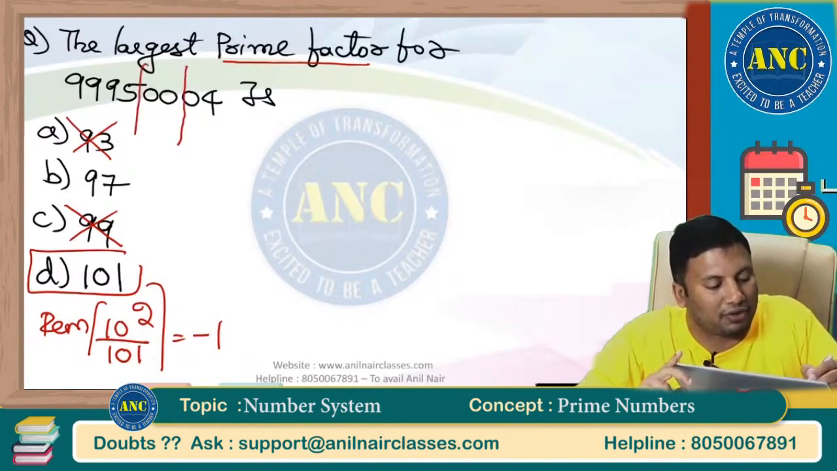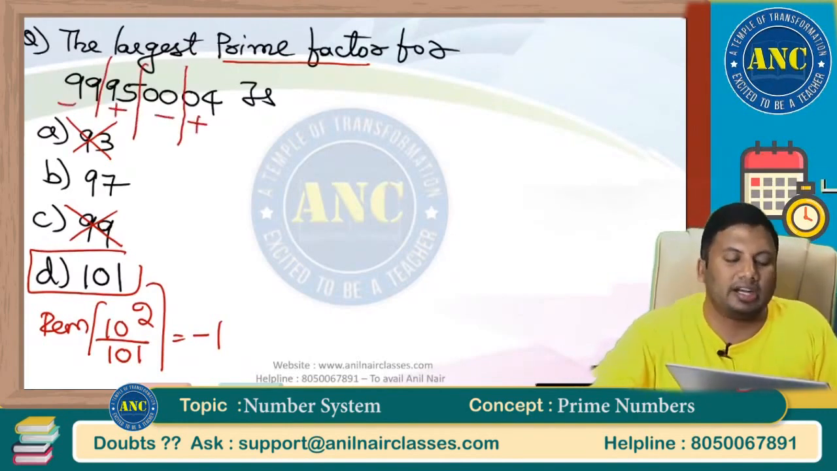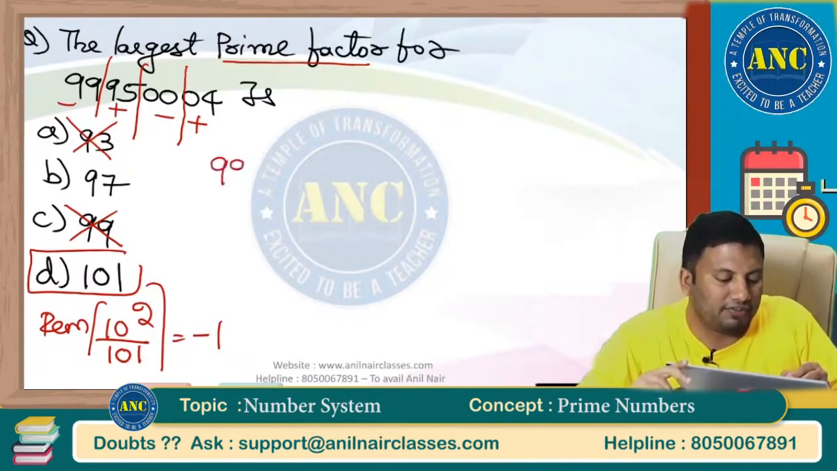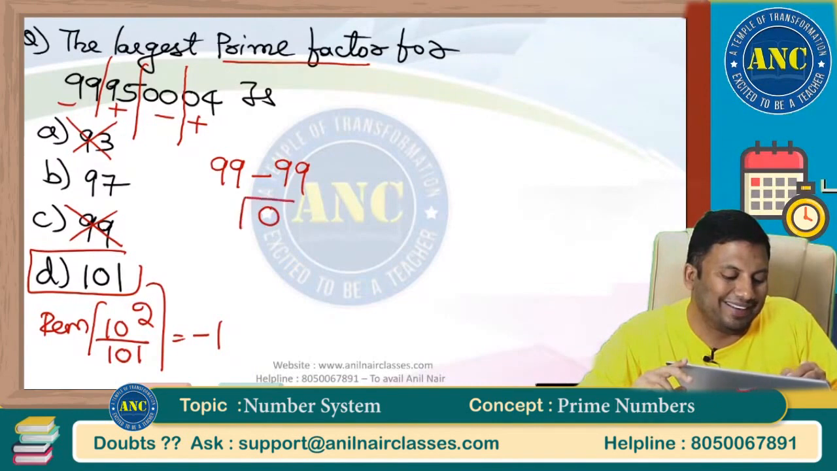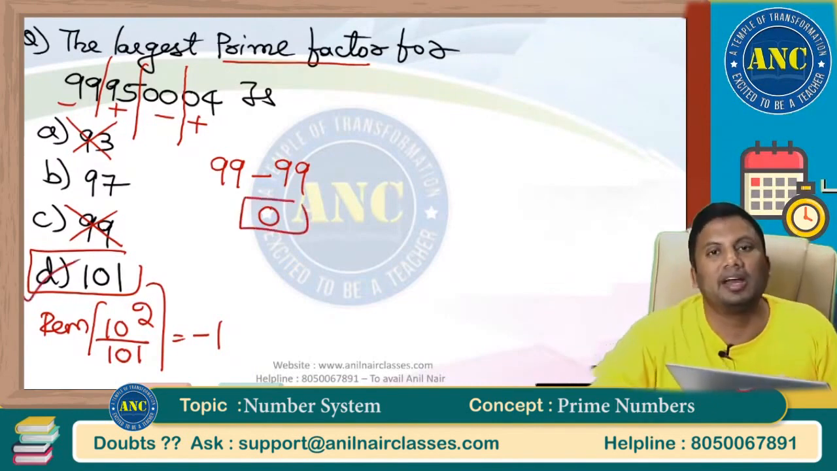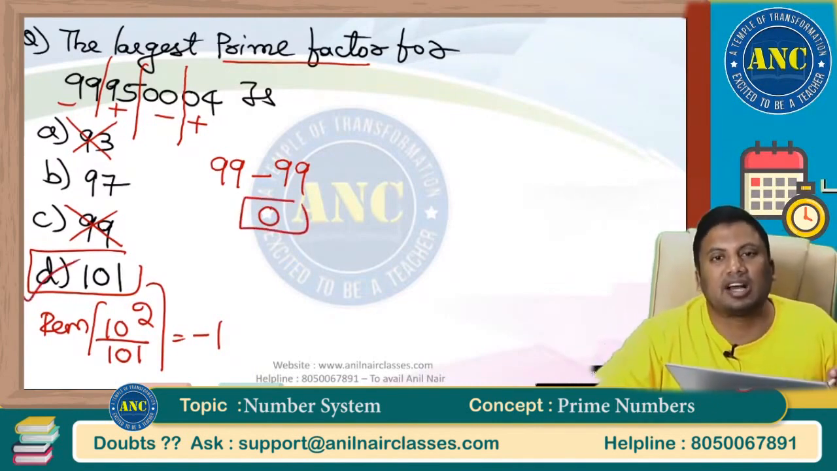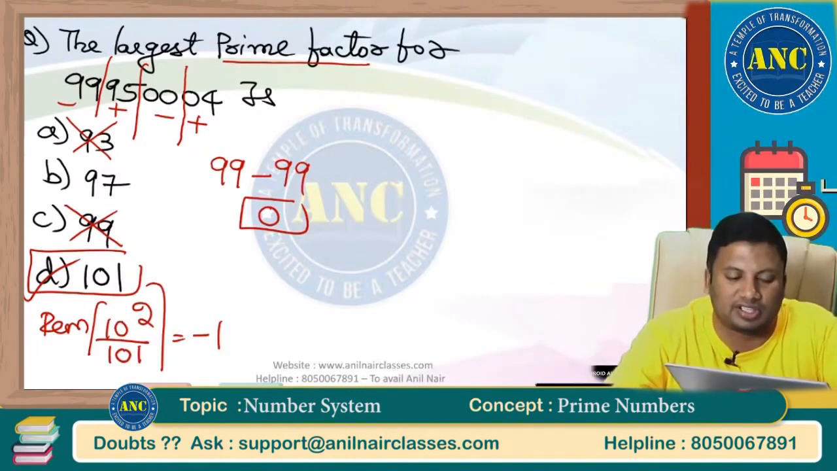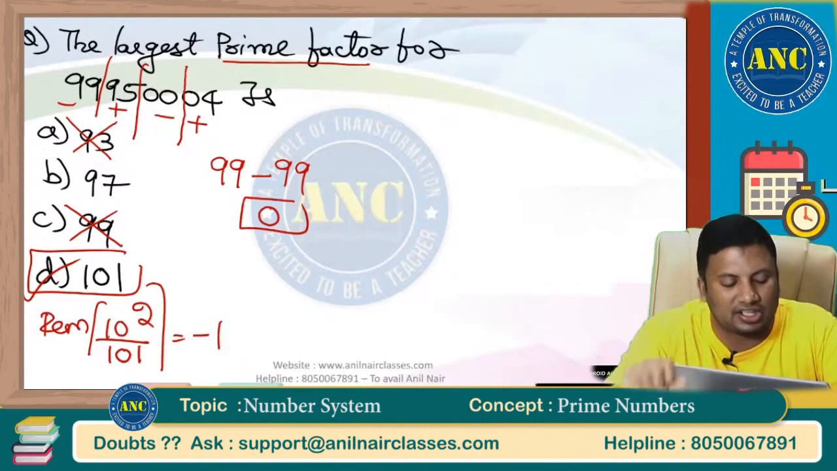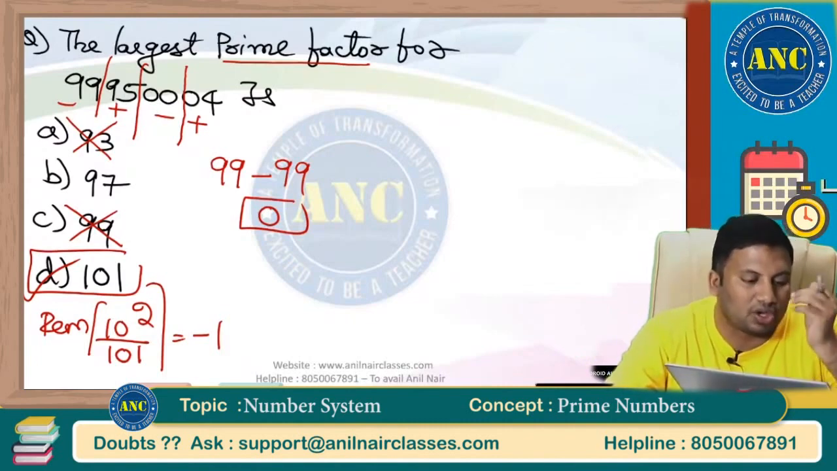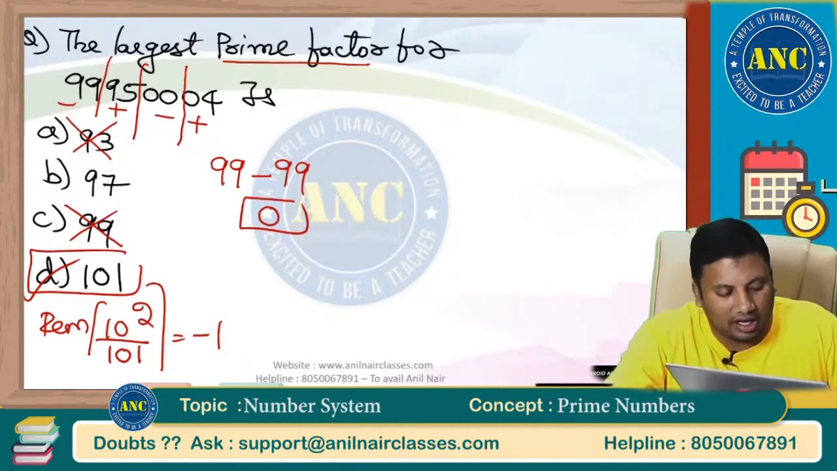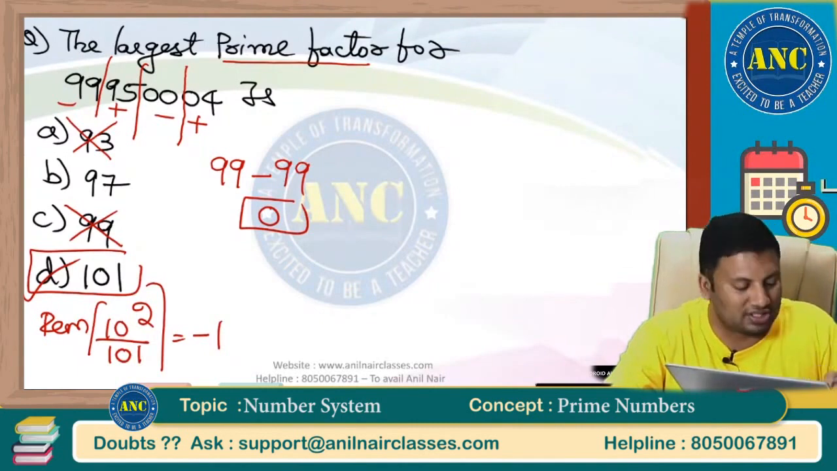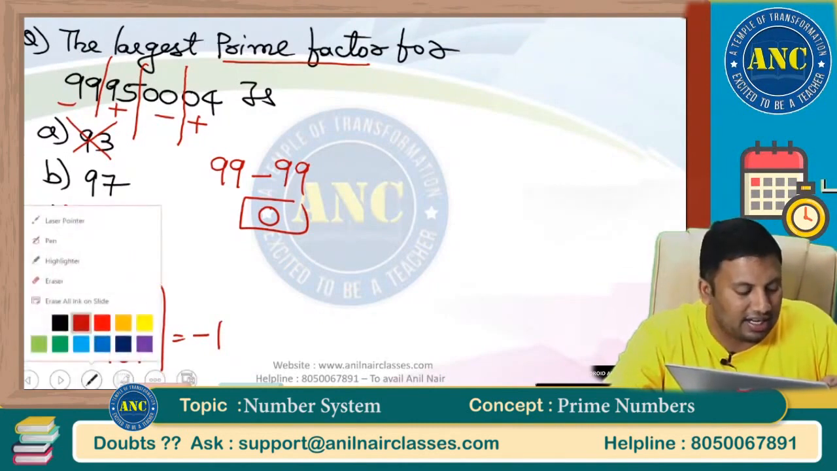Take a group of 2 digits, alternately plus and minus. 95 plus 4, 99. Minus 99, 0. The answer is divisible by 101. By knowing this concept, that starting from the right-hand side you take a group of 2 digits and alternately add and subtract, you are able to solve the question very fast. I hope the idea is clear. Now see here.